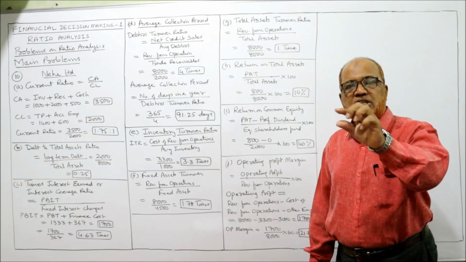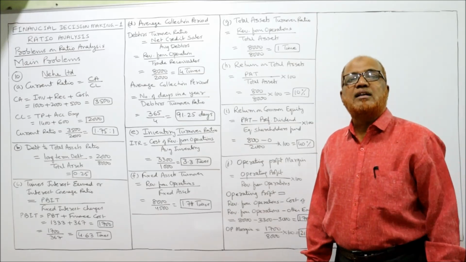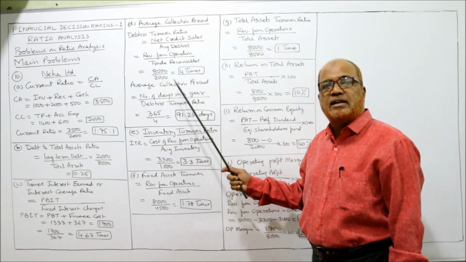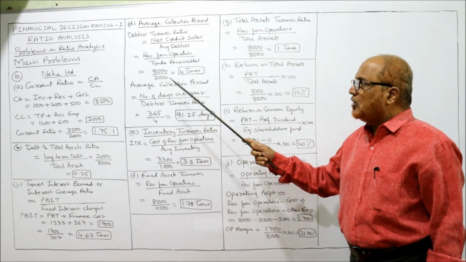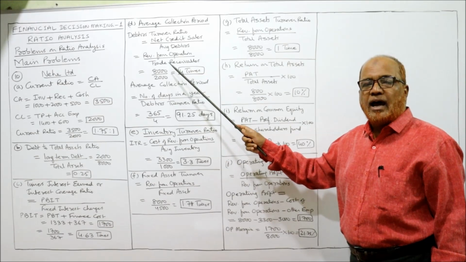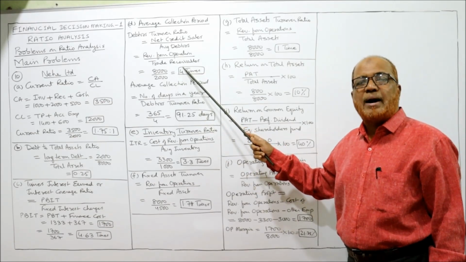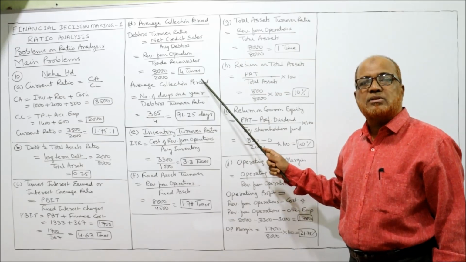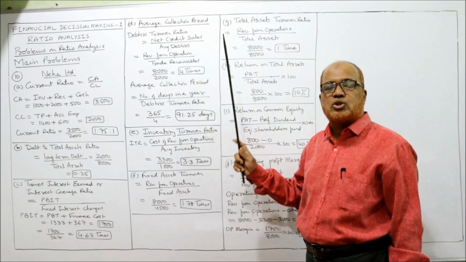In the balance sheet, under current assets, you will find receivables. That is the closing trade receivable. That we take as the denominator. The revenue from operations is 8,000 and trade receivables given in the balance sheet is 2,000. So 8,000 by 2,000, 4 times. This is the debtors turnover ratio.